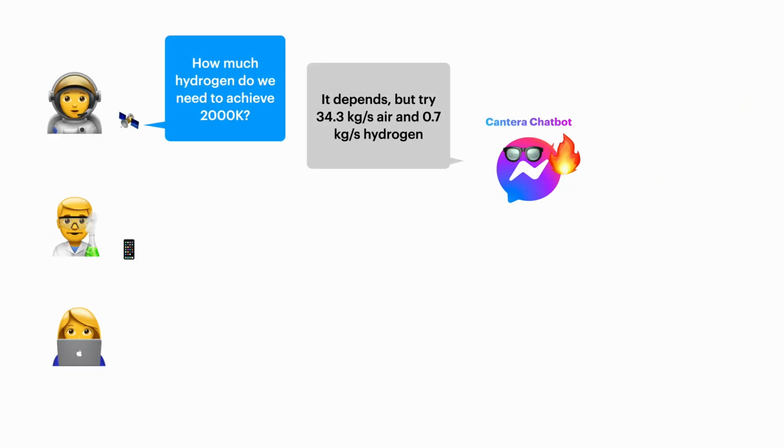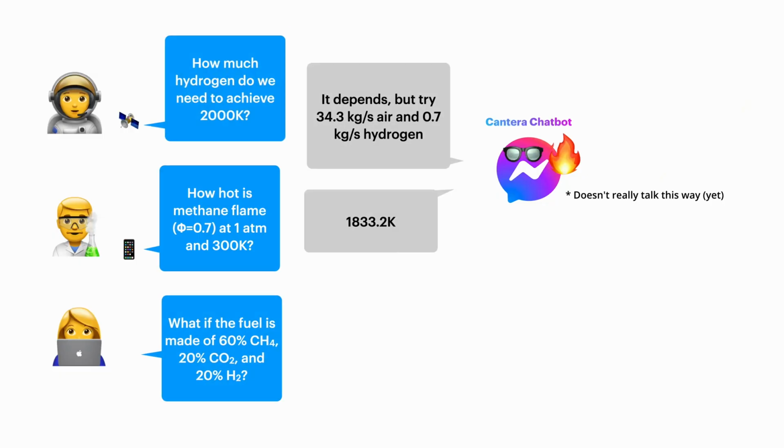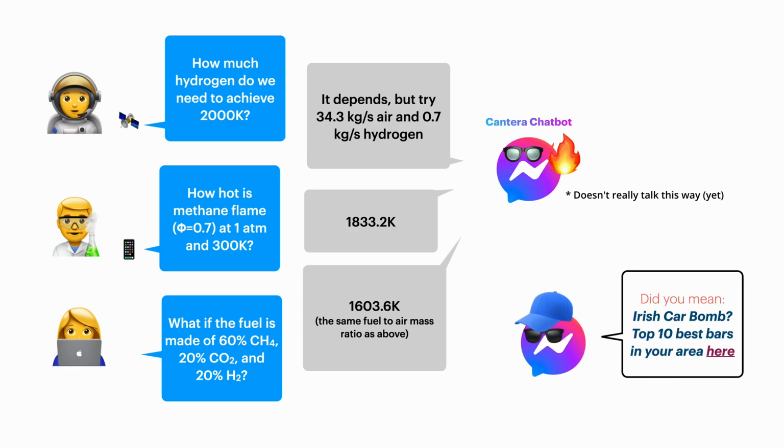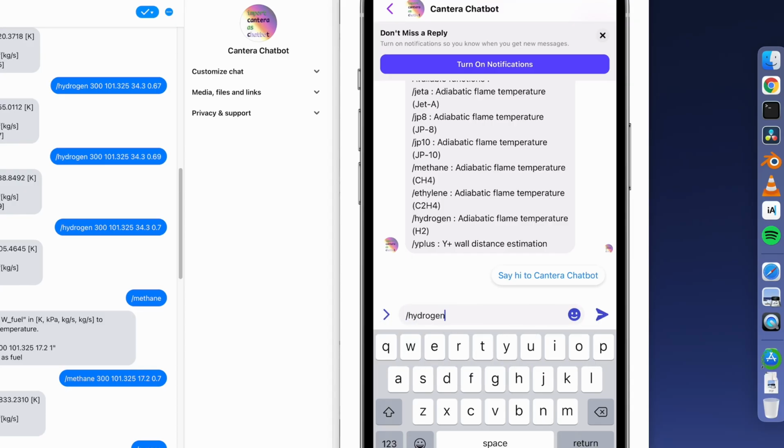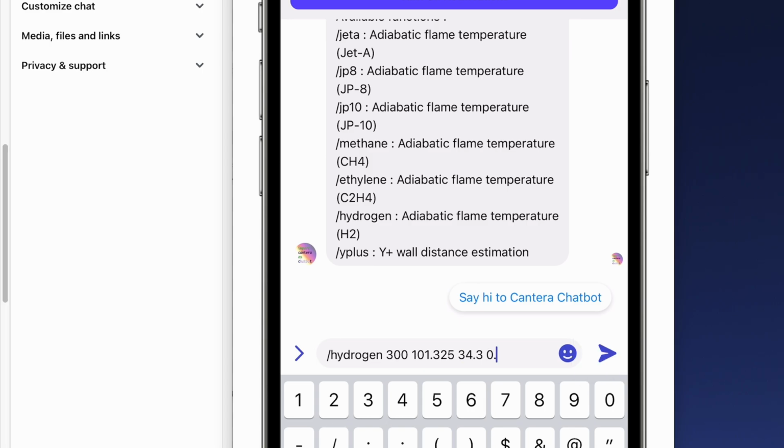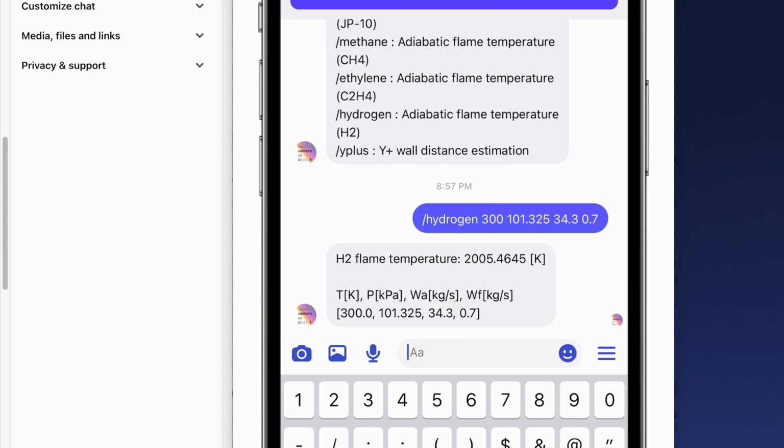Chatbot-based interface makes sense for flame temperature calculation because it's not trying to sell you a shoe or clothing, but I'll be passing an array of numbers with a type of fuel to get a certain number back.